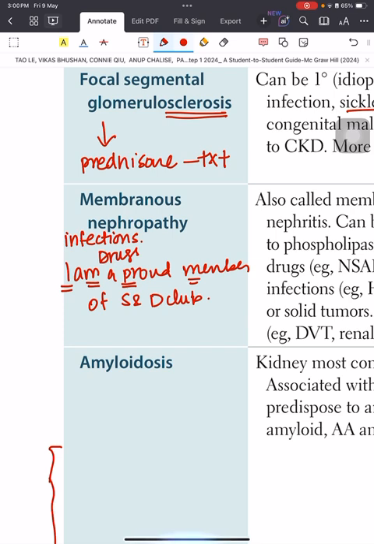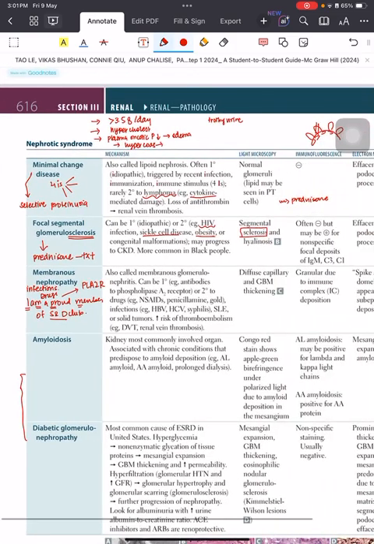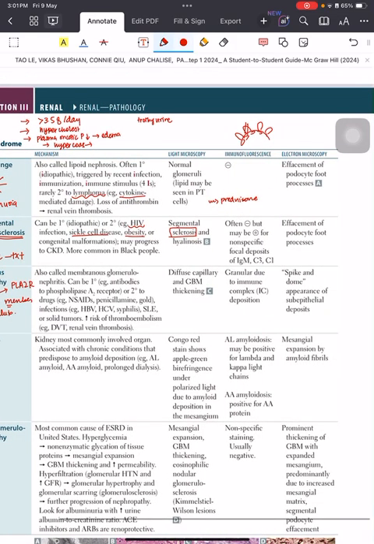Then we have P, proud. So for P, just remember the primary cause of membranous nephropathy, which is phospholipase A2 receptor antibodies. And then remember, I just told you spike and dome club is basically spike and dome appearance on the electron microscopy.